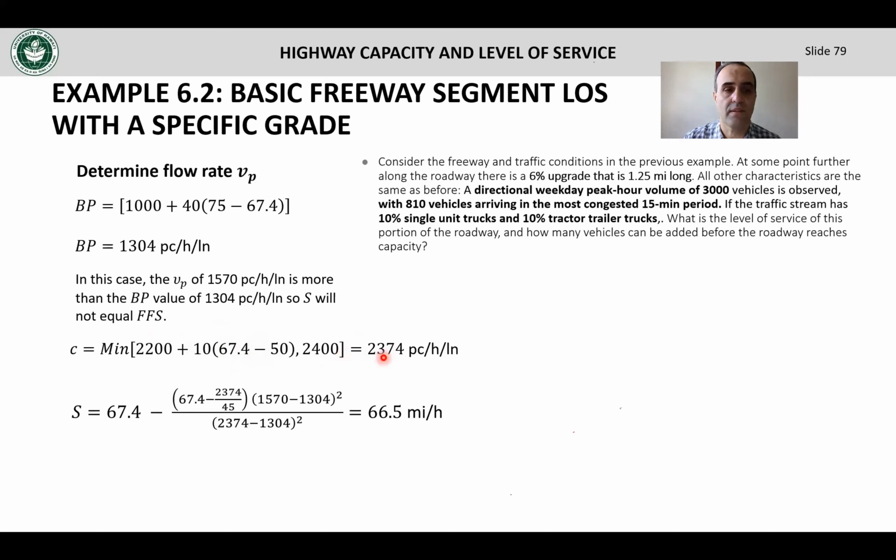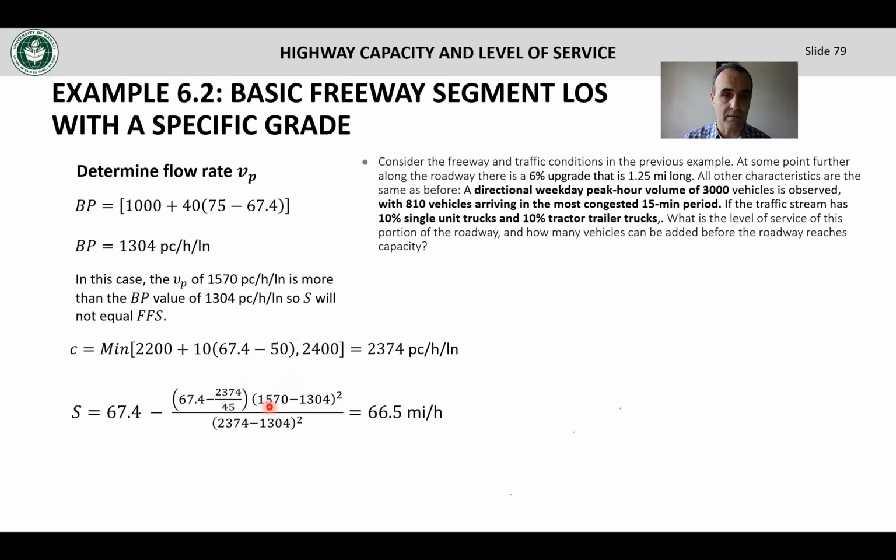Okay, so this is the capacity of the road, and then there's an equation that is basically the free flow speed minus the capacity divided by 45, multiplying the VP, which is the 1570, minus the breakpoint square, divided by the capacity minus the breakpoint square. Again, it's an equation that you have to go back in the notes and look at. It's given, you will have it. So it's just a matter of plugging in values.